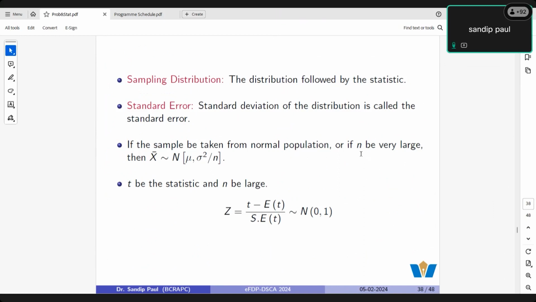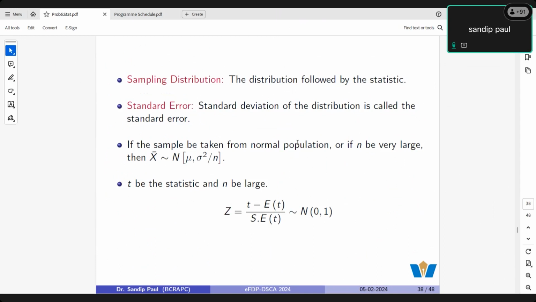Obviously, as we are studying the sample only, there must be some error in the calculated value, and it is called the standard error. So you have to know the standard error. It is actually the standard deviation of the distribution followed by the statistic.